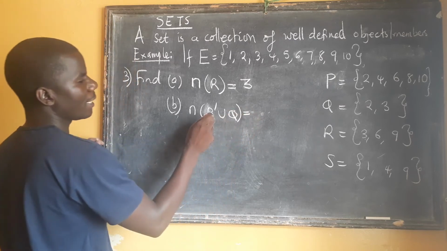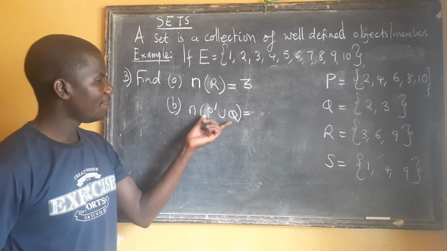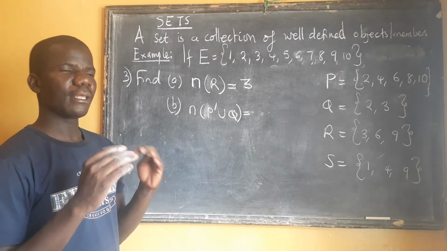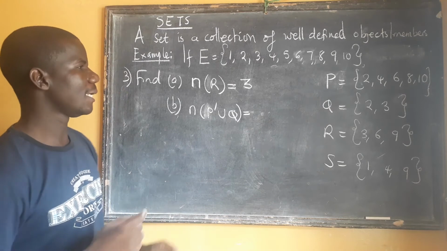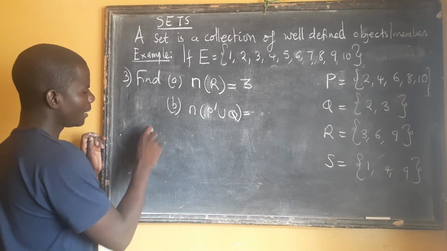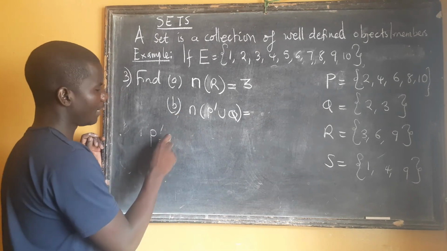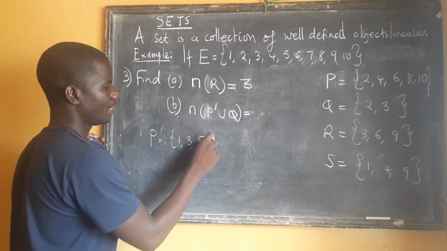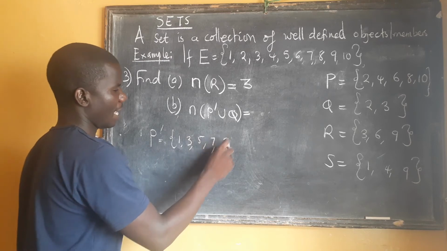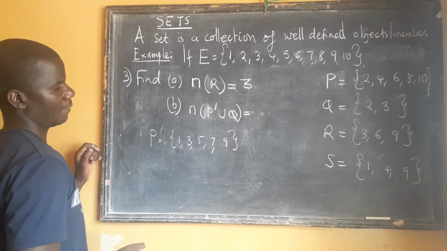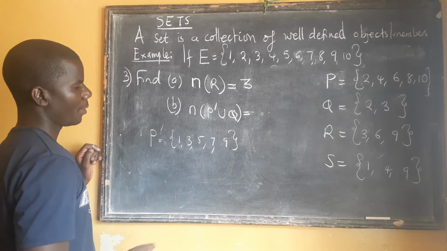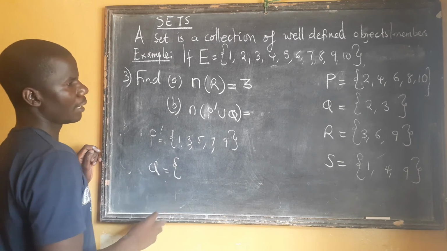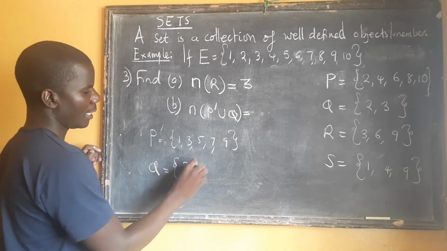How many elements are in this set? So we need to find the elements that are there. Then after we have counted them, that's when we write their number. So we can write what P complement is. P complement are elements that are not in P. And those are 1, 3, 5, 7, 9. These elements are not in P. Then, what is in Q? In Q we have 2 and 3.